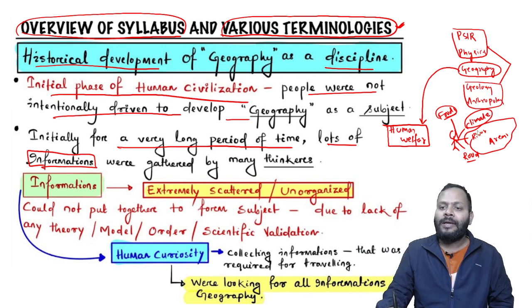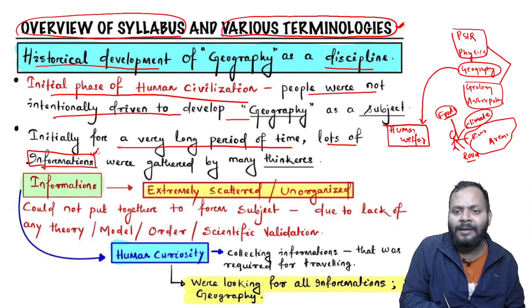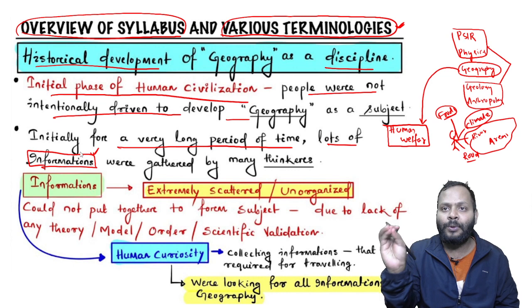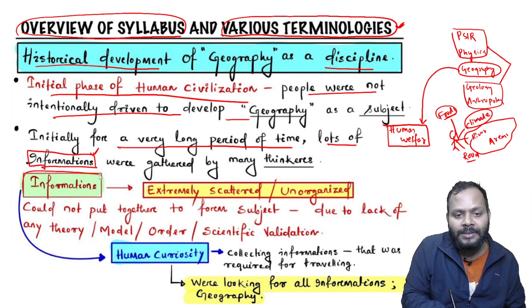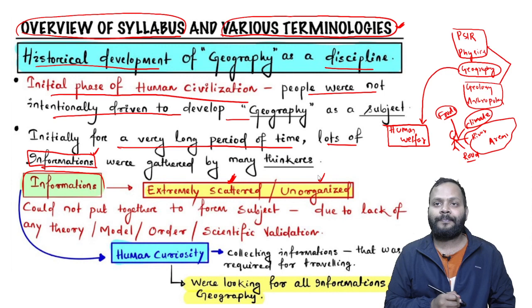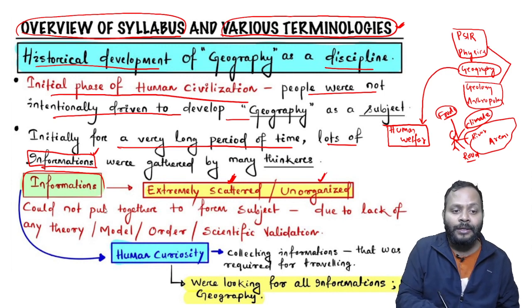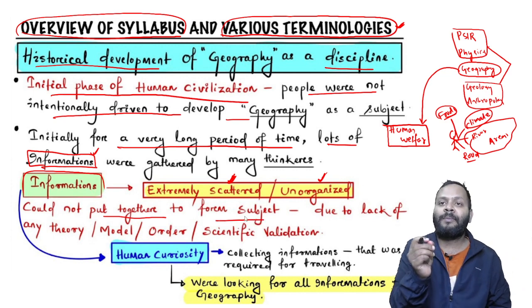When there is a lot of information and that information is not organized, anybody is having some information, everyone is having some information. That means there is a lot of information without any systematic approach, so there is effectively no usable information, right? Now the information is extremely scattered and unorganized. Do you get that? It is extremely scattered and unorganized, and could not be put together to form a subject.